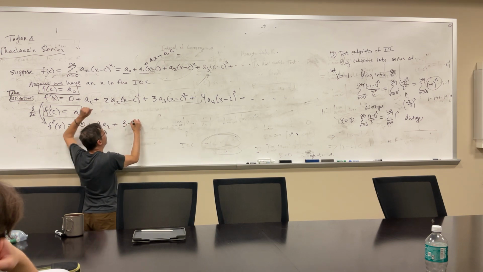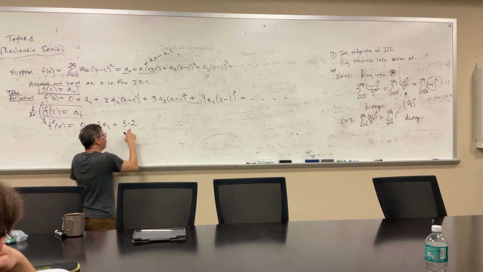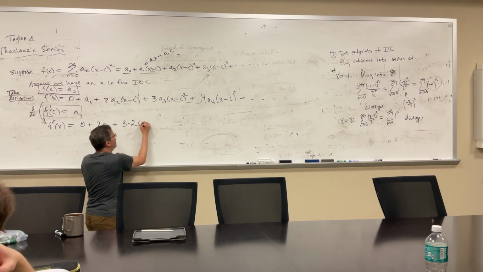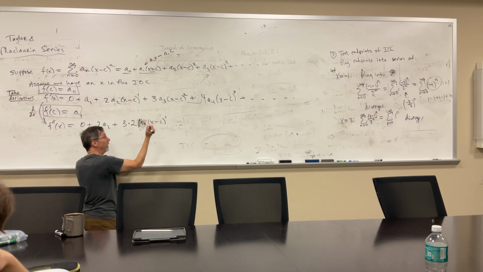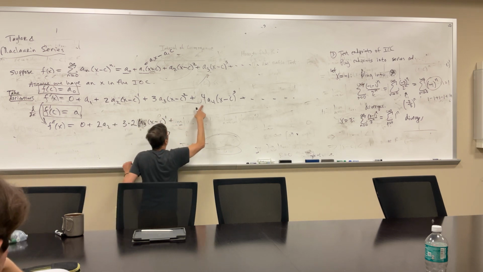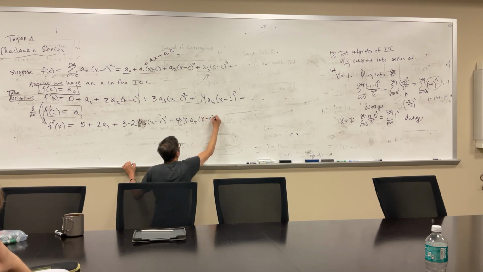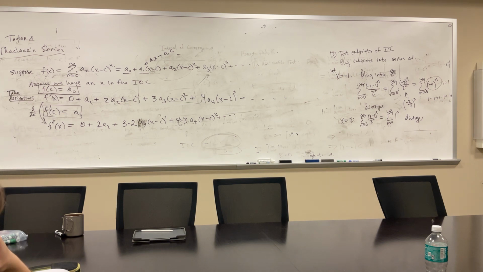What does this go to? 3 times, what happens when I differentiate? The 2 comes out front. I'm going to write it like this instead of saying 6, because we're going to see something pretty. And then A3, x minus c to the first power, plus 4 times 3, A4, x minus c squared. Beautiful.